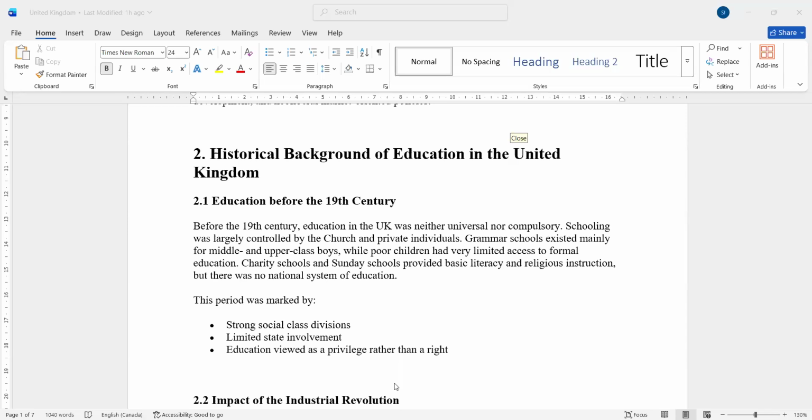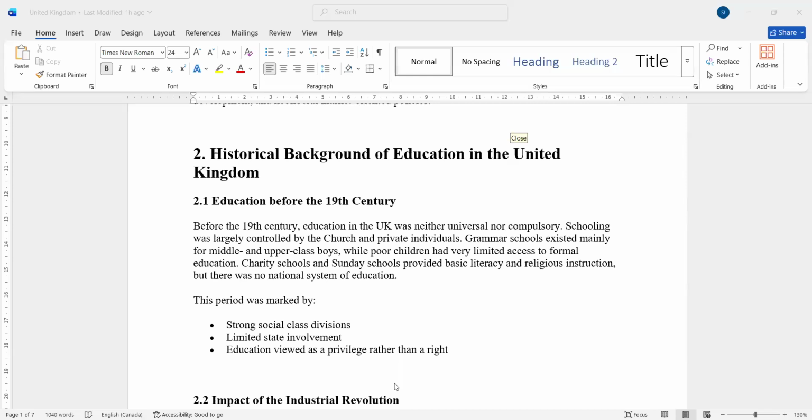This period was marked by strong social class division. Why? Because the upper class and middle upper class went to grammar schools, and for the other poor children there was no way to go to school. So, social class divisions: educated people, uneducated people, right? Limited state involvement: in the 19th century the government had limited involvement. Education was viewed as a privilege rather than a right. If people have money, they can learn, right?